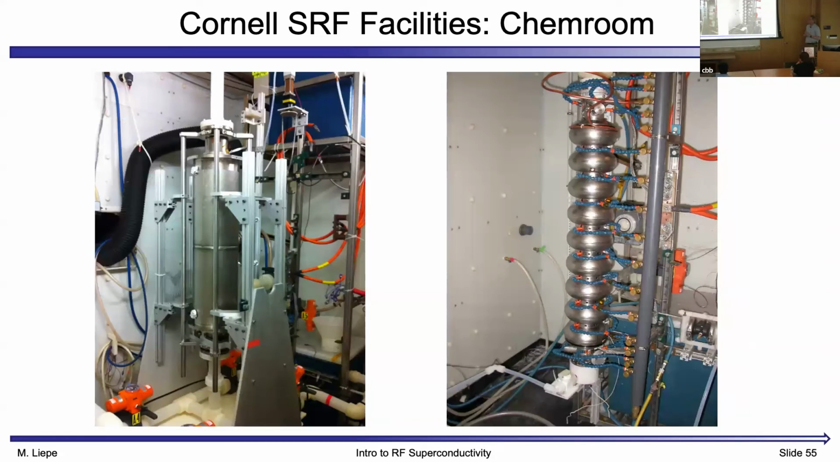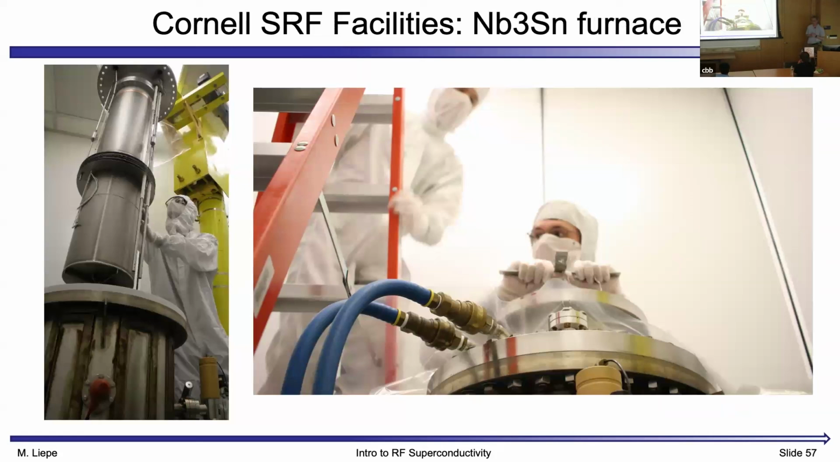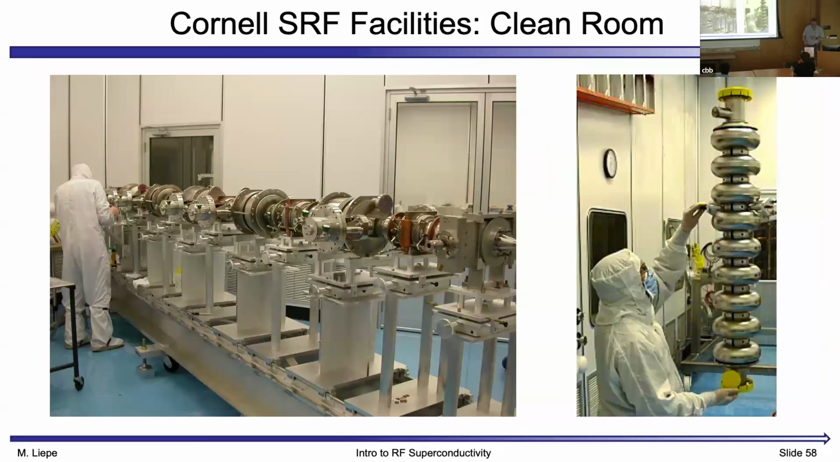That is going to do the chemistry, the etching of the cavities. That's one of our furnaces for the baking. That is the tin insert, where we do the coating. This is again from the clean room, where we also sometimes put together whole accelerator sections. Each of these little things here is a cavity. See one here, one there, and so on. So, the string.